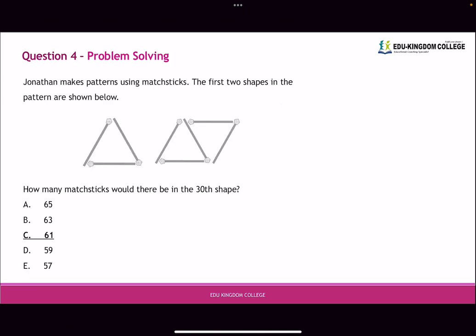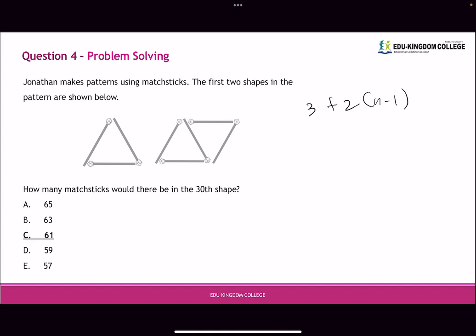Now, question 4. Jonathan's making patterns using matchsticks. We have a pattern where the first pattern is a triangle, so 3, and then every time we move on to the next position, we just add on 2 matchsticks. So 2 times n minus 1, right? On the second position, we're not adding 2 lots of 2, so we need to account for that.